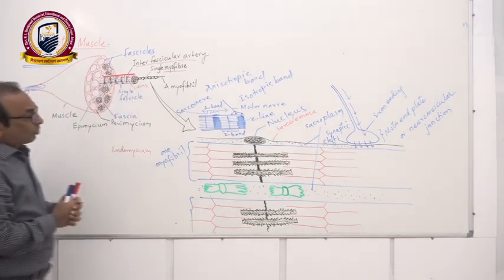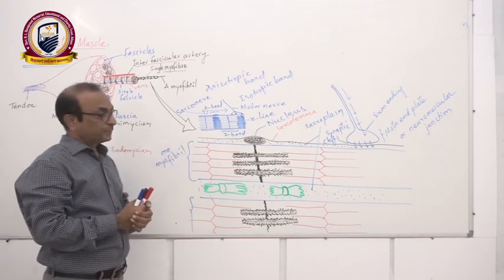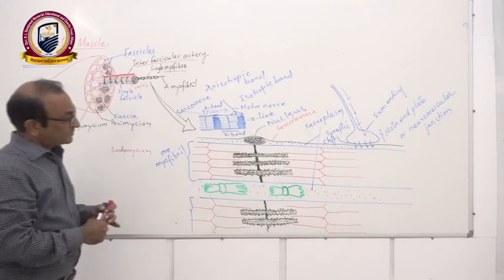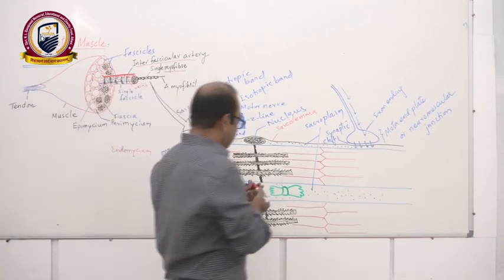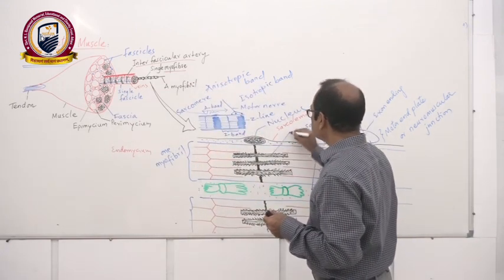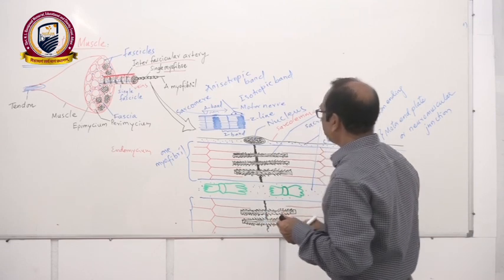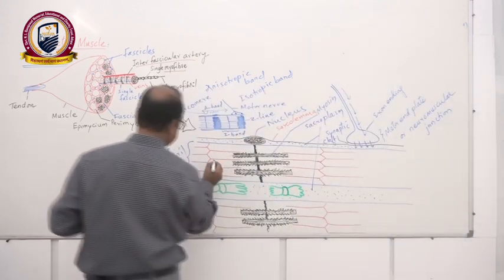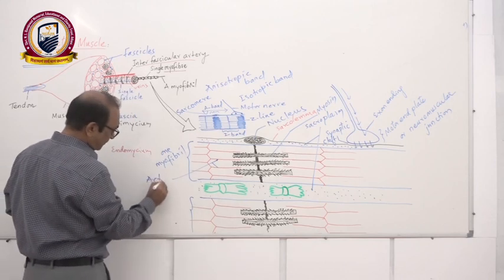Now let us look into the detailed structure of each myofibril inside the myofiber. This is one myofibril. As you see here, it consists of two types of contractile elements. These thick ones are the myosin filaments, and these thin ones are the actin filaments.